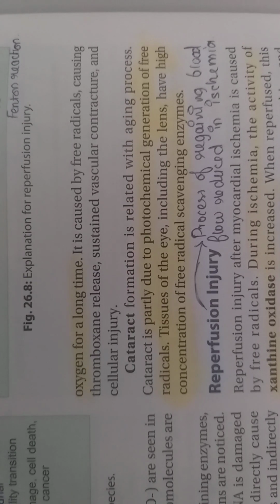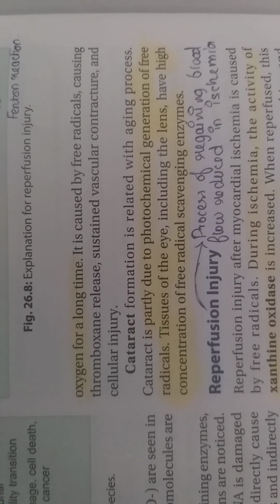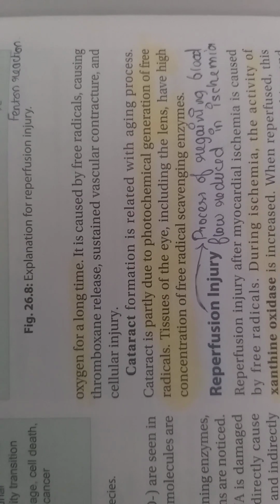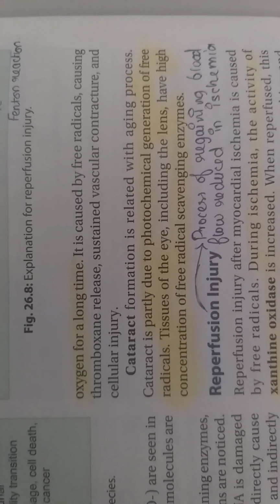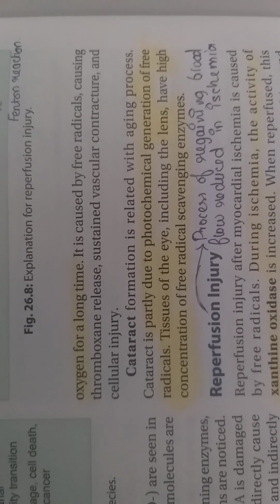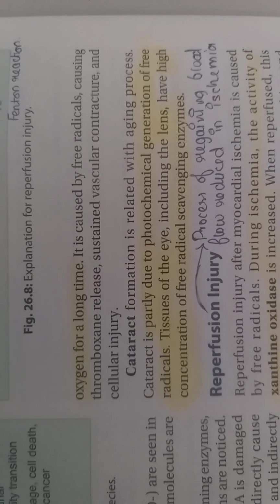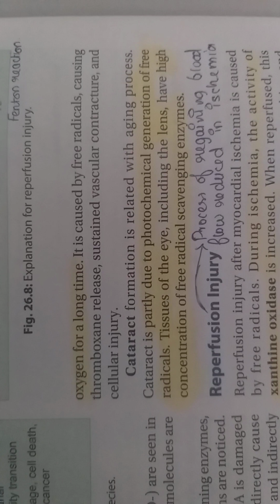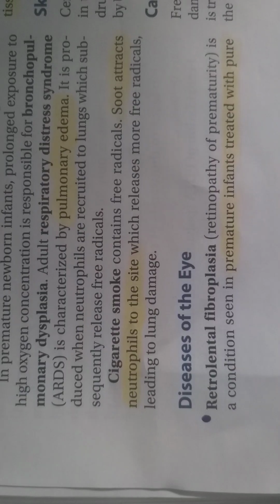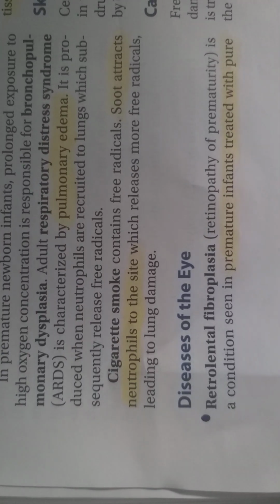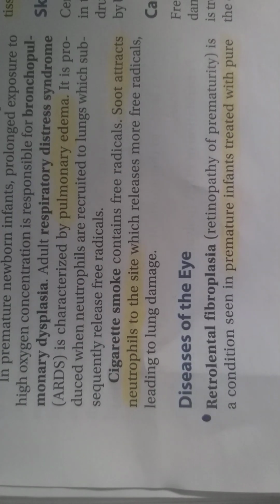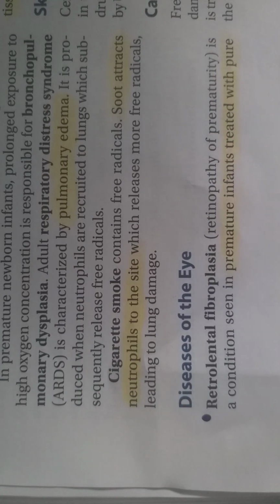Cataract formation is related with the aging process. Cataract is partially due to photochemical generation of free radicals. Tissues of the eye, including the lens, have a high concentration of free radical scavenging enzymes. In the case of cataract, light has the ability to split oxygen molecules to singlet oxygen. So here, partial photochemical generation of free radicals takes place in the case of cataract.